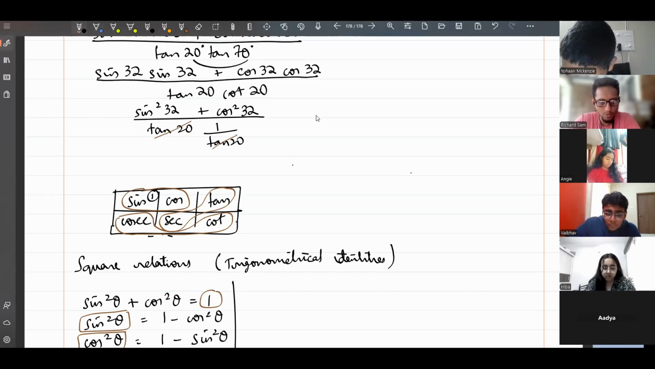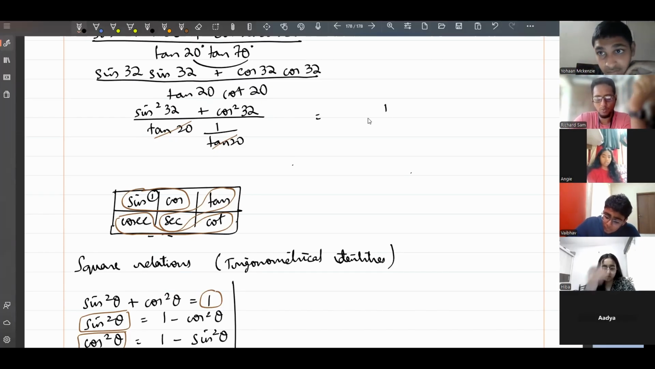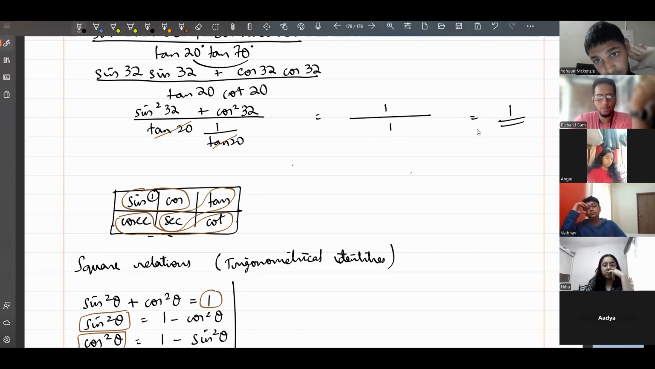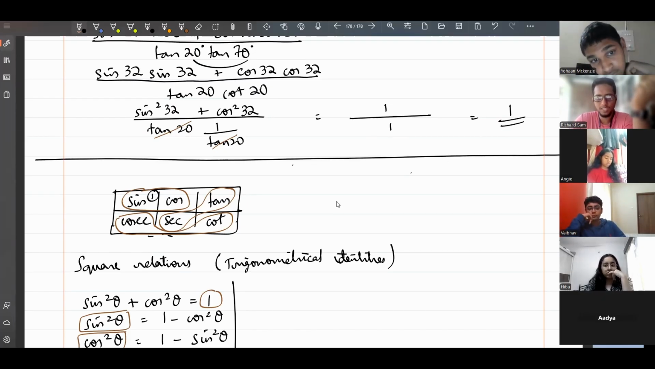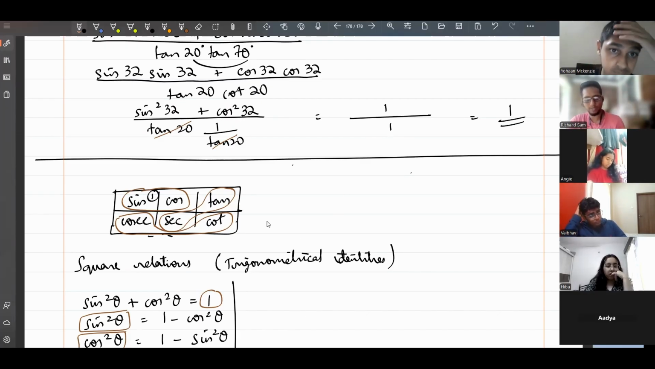Now look what happens to the numerator. Sine square 32 plus cos square 32. The 32 is the theta here. So sine square theta plus cos square theta becomes 1. And the denominator is also 1. So it's 1 divided by 1, which is 1. Is that clear, everyone? Just complete writing that, and then we'll come back to the square relations.